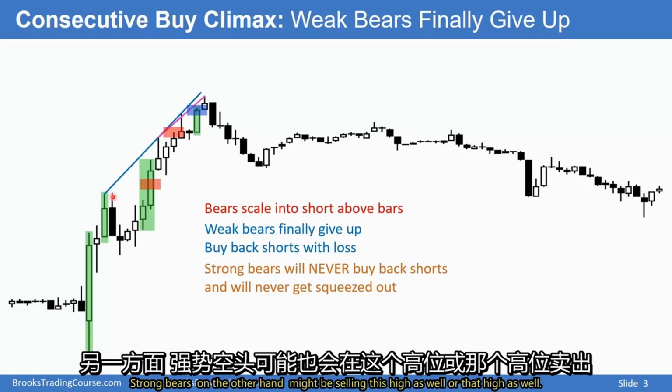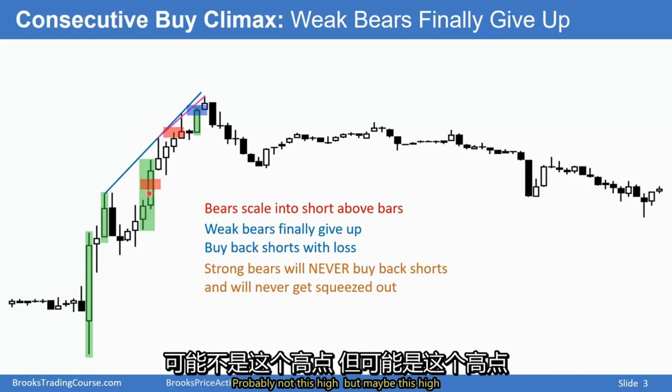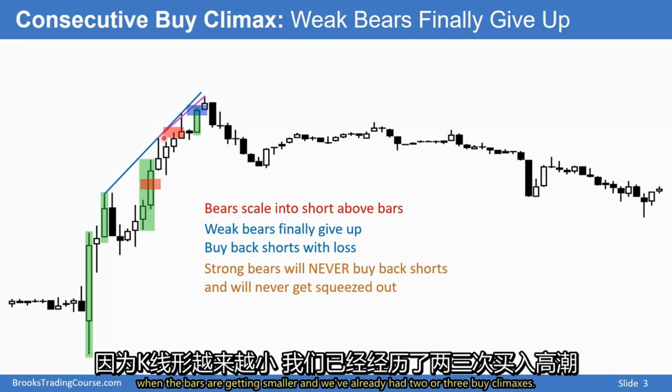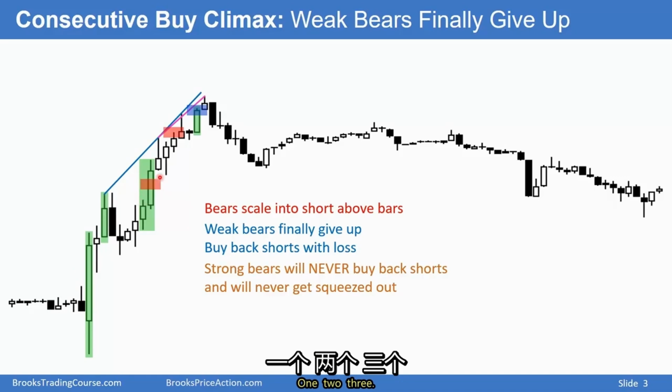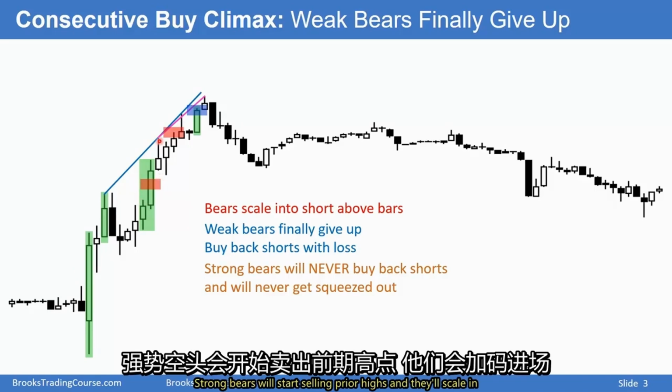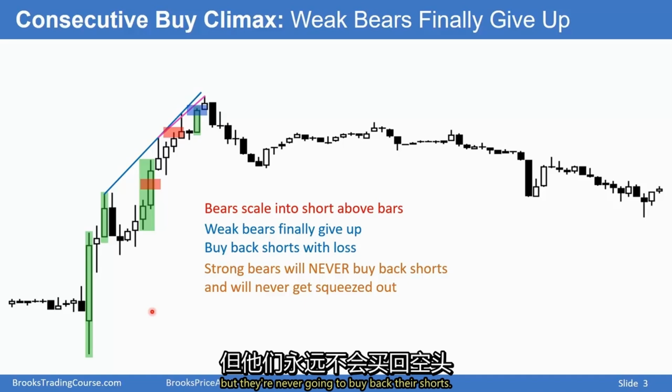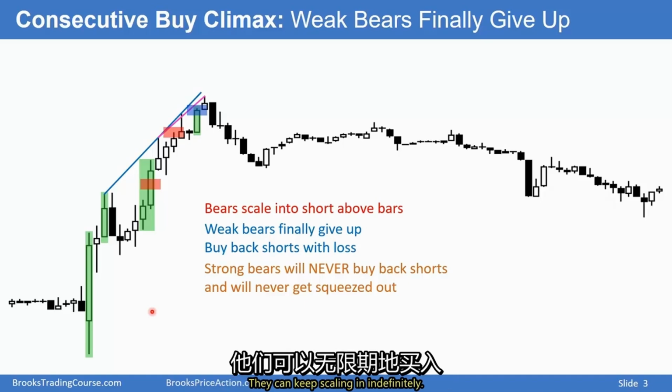Strong bears, on the other hand, might be selling this high as well, or that high as well. Probably not this high, but maybe this high when the bars are getting smaller and we've already had 2 or 3 buy climaxes. 1, 2, 3. Strong bears will start selling prior highs and they'll scale in, but they're never going to buy back their shorts. They can keep scaling in indefinitely.